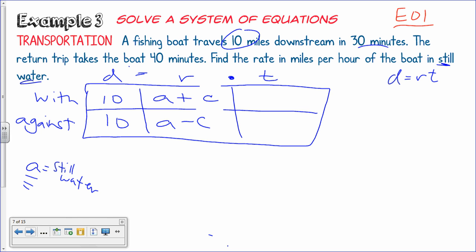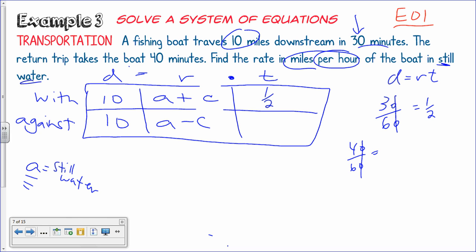Now, here's where it gets a little tricky. It's miles per what? Hour. But they give it to me in minutes. So, how many minutes in an hour? So I have to write time as 30 over 60, which is 1/2. Half an hour. You guys with me? Okay, and then the turn back going against the current took me how long? 40, which is 2/3. So it took me 2/3 of an hour to get back.